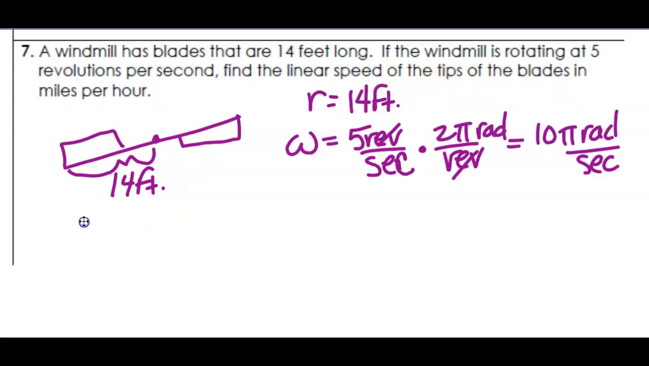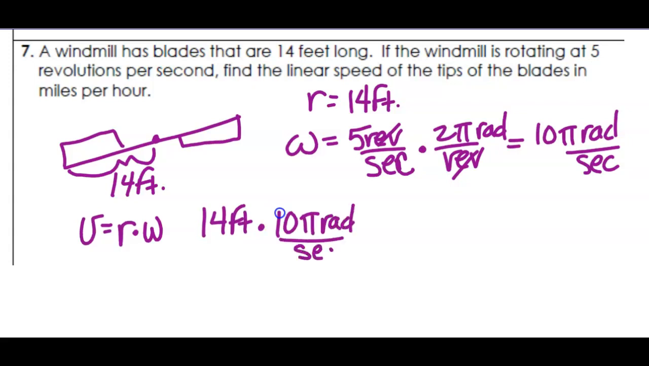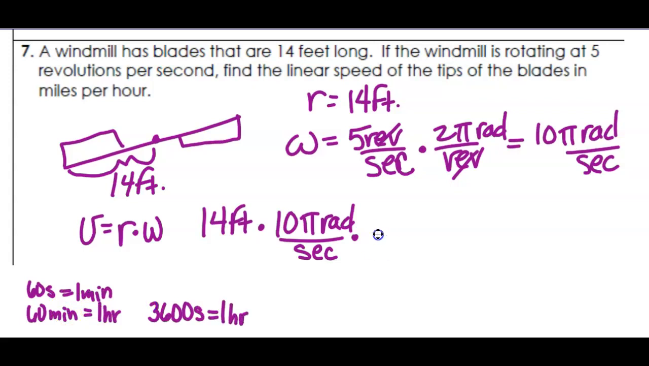And then we need the linear speed, if I read right, in miles per hour. Okay, so we got some converting to do. But first of all, linear speed is radius times angular speed. So I have 14 feet times 10 pi radians per second. I need to change seconds to hours and feet to miles. Doesn't matter which one you do first, because multiplying you can do in any order you want. I think I'm going to take care of time first. Now, you could say 60 seconds equals a minute, and 60 minutes equals an hour. But most of you know if you do 60 times 60, there are 3,600 seconds in 1 hour. So I'm going to use that one to do this all at once.